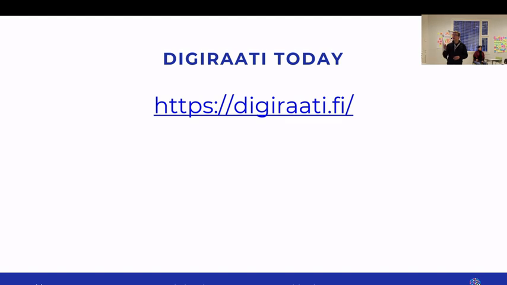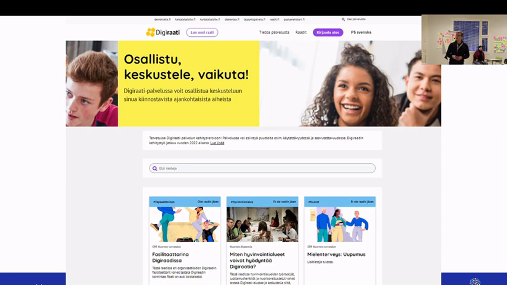Okay, and today the Digiraati is available at this address. So if you want, you can go and check what it looks like. It's only in Finnish, unfortunately, and Swedish, if you know Swedish, then that's also a possibility, but no other languages at the moment. And I will just show a couple of screenshots to sum up my presentation.